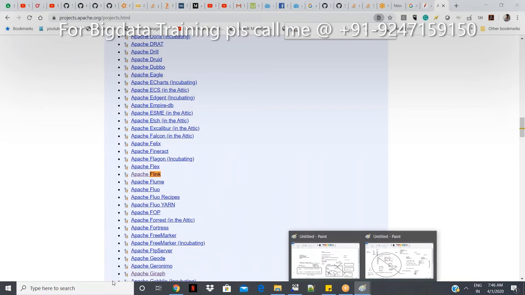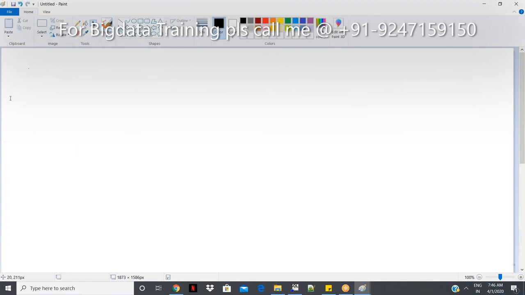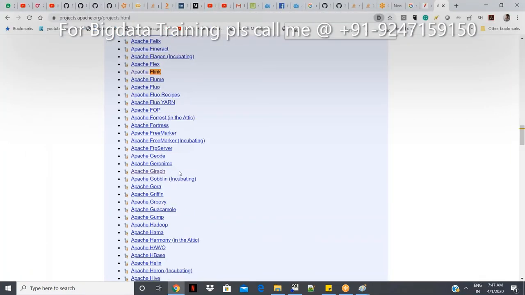Okay, next, this is Flink. For example, first introduced was Hadoop. Okay, next, Spark. This is evergreen. Nowadays, Spark is a hot cake in the market. After Spark, Flink came into the picture. It is almost 5 times more powerful than Spark. And Spark is 100 times more powerful than Hadoop. Okay, next, Flink came into the picture. This is very powerful.